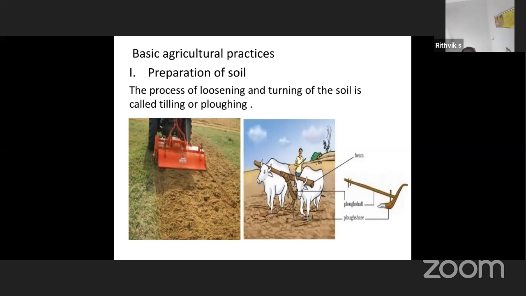So why do we have to loosen the soil? See here, you can see microorganisms and earthworms present in the soil. They are friends for the farmers. We say the earthworm is a friend for the farmer. And another living organism is also there. We say the snake is also a friend for the farmer. Is it astonishing? Why? Earthworms make the soil fertile.